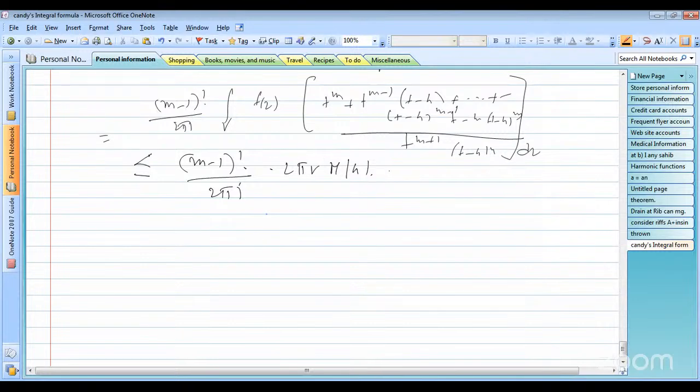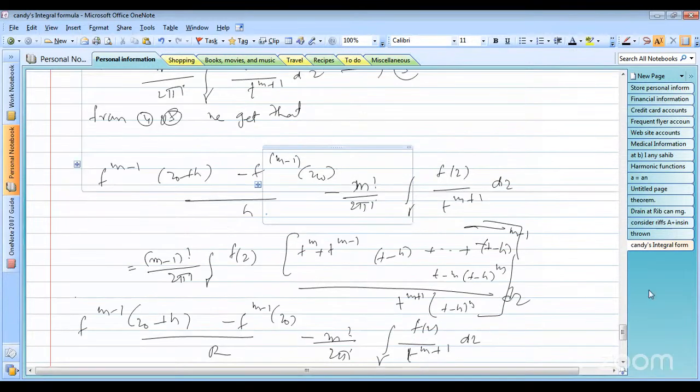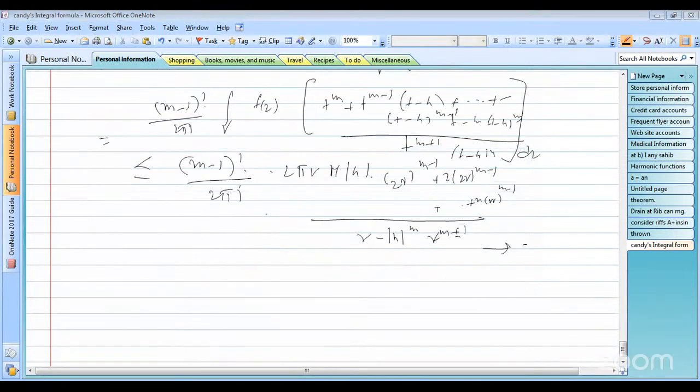So we are writing this one as 2r^(m−1) plus 2 into 2r^(m−1) plus 2 into 2r^(m−2), and so on, plus n into 2r^(m−1) by (r−h)^m r into (m+1). That is the equation number here. Earlier equation number 5, that is 6 we are taking here. This is equation number 6 I am taking here. So this is the estimate of this one we are taking here.